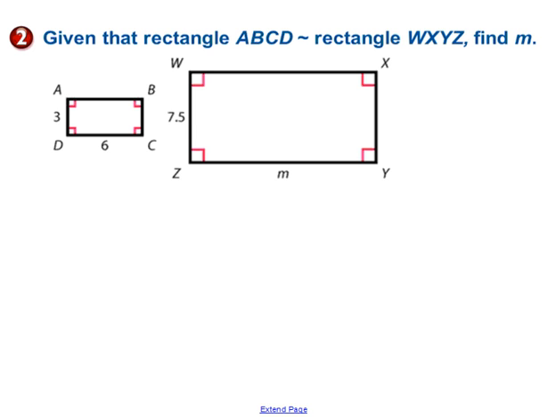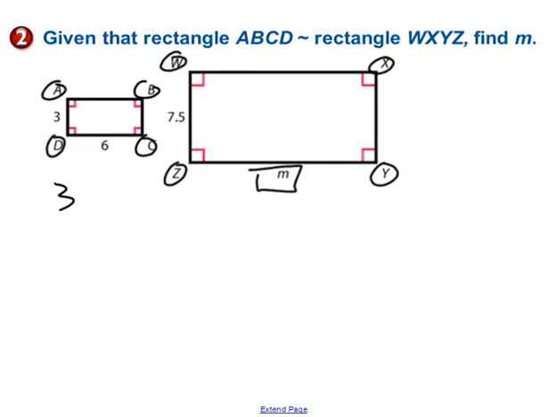They tell us that rectangle ABCD is similar to rectangle WXYZ. And they're wanting us to find the missing side M. So I can set up a ratio of 3 is to side 7.5. So this side compared to this side is equal to 6 over M. Again, cross multiplying to solve here.